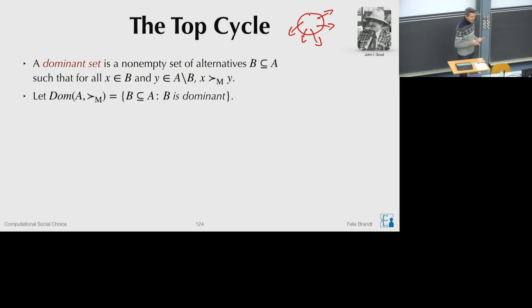So maybe the first thing is: does every directed graph or majority graph, because we're only talking about social choice here, admit a dominant set? Or is it possible that there are majority graphs which don't have a dominant set? Any ideas? Yes?